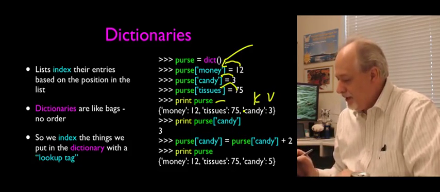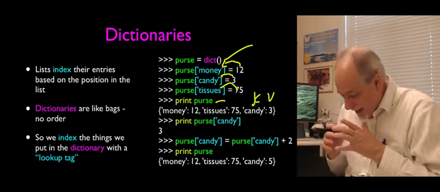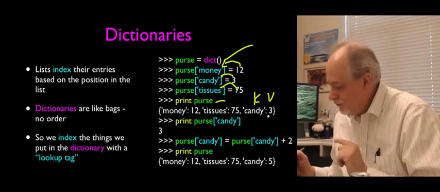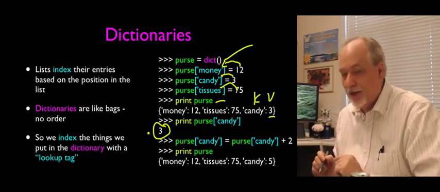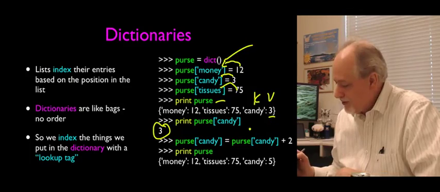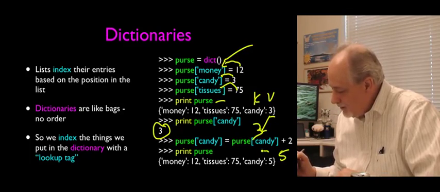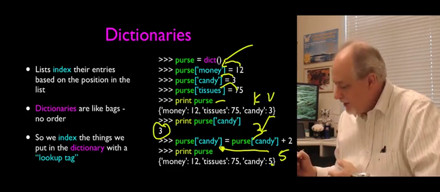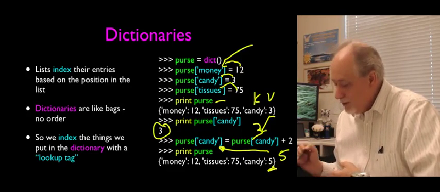Now, I can look things up by their name. Print purse sub candy. Well, it goes, finds it. I'm asking, hey, purse, give me back candy. And it goes and finds the value, which is 3, and so out comes a 3. We can also put it on the right-hand side of an assignment statement. So purse of candy says, give me the old version of candy, and then add 2 to it, which gives me 5, and then store it back in that purse under the label candy. So we see candy changing to 5.